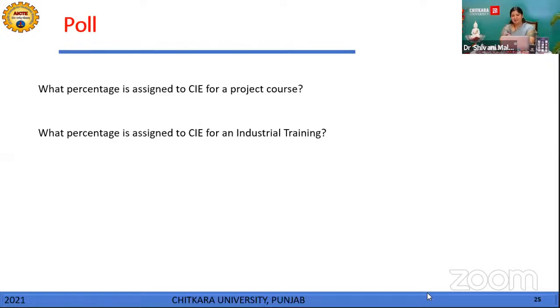I'll give you the answer to it. For all those who say above 80%, that means they are looking to evaluate higher order thinking skills through the project course. A project course, I just told you in the previous slide. If we are to evaluate the higher order thinking skills in the students, that can be done through project courses or the industrial training. I'll give the answer to this question.